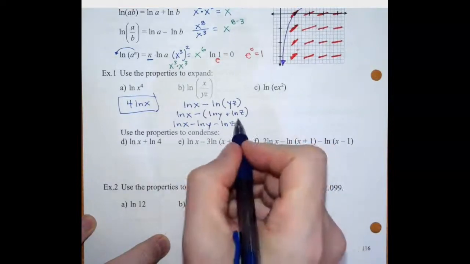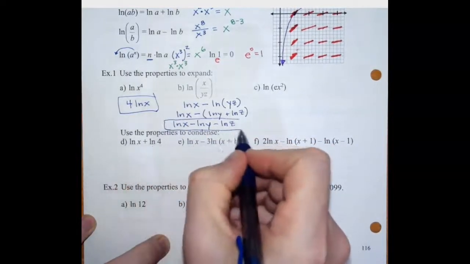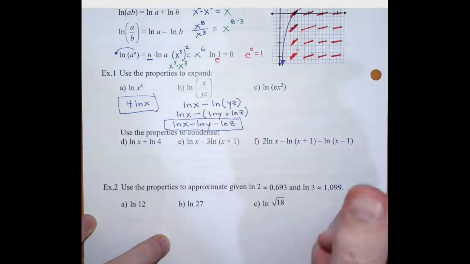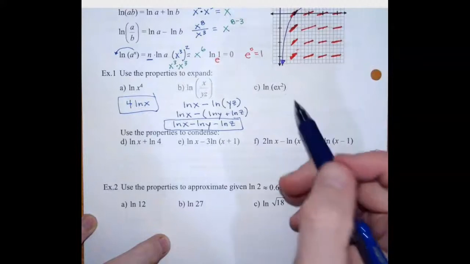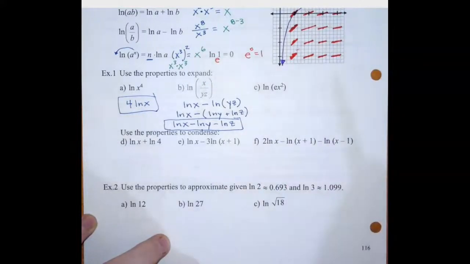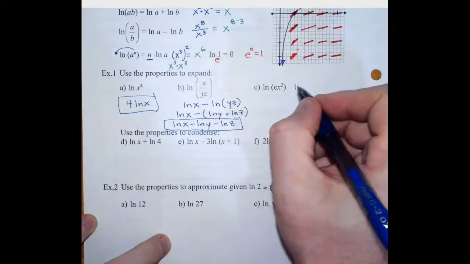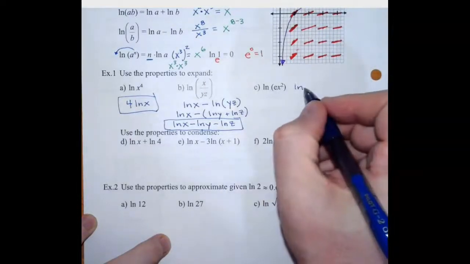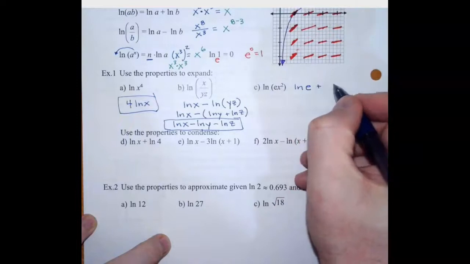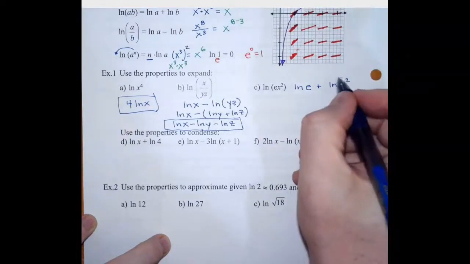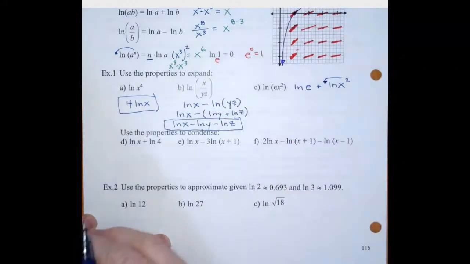So if this is a total review for you, you could pause the video, do all of this, and then forward and see if you did it correctly. Alright, last one over here. We have a couple things going on, so we want to do, that's multiply, so we're going to have the natural log of e plus the natural log of x squared. I'm going to do it one step at a time. So that's going to come over here.